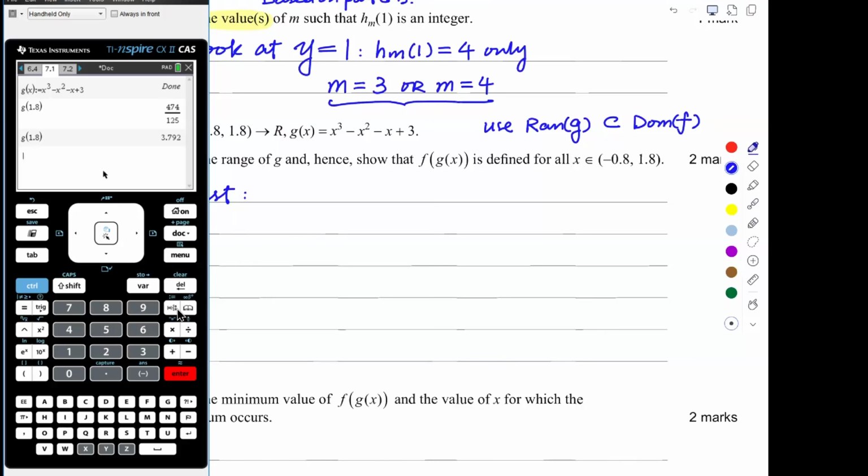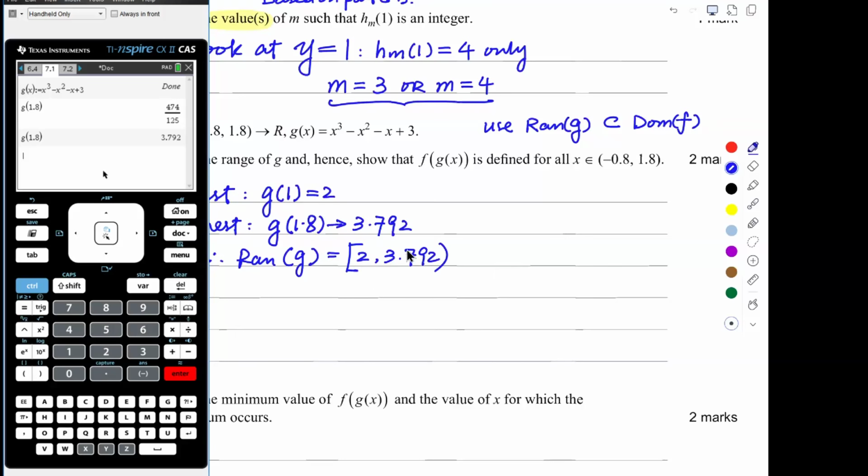Lowest, g of 1 equals 2. Highest, g of 1.8 approaches 3.792. Therefore, the range of g is square bracket 2, 3.792, round bracket. Notice this is an exact decimal, but we take it like that, a round bracket. We can also write 474 over 125.